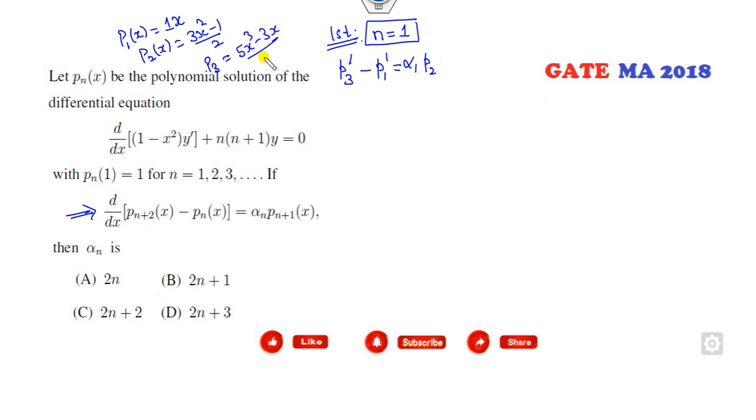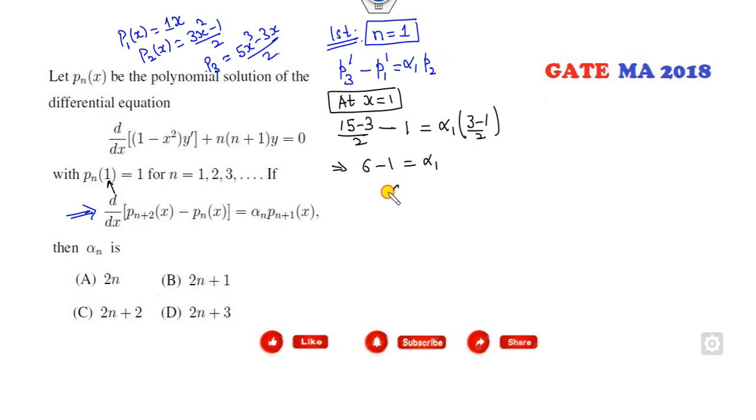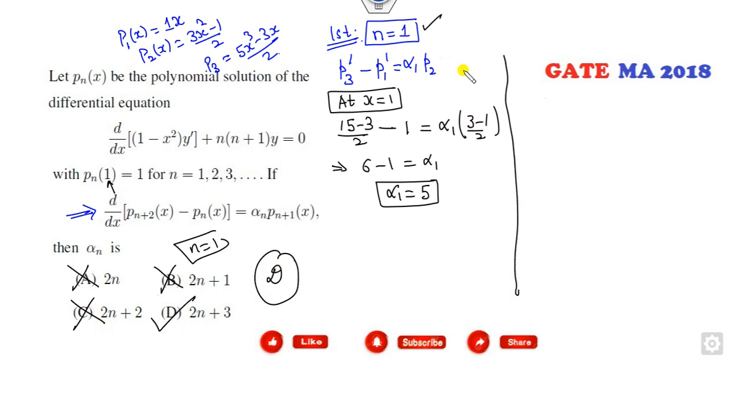As I told you, you should always remember the first two values. Now you can check the values at x is equal to 1, or any value, because the initial value is given at 1. So what is the derivative of this? It's (15 minus 3) over 2. What is P1 dash? It's 1. Alpha 1 times P2, what is the value of P2 at x is equal to 1? (3 minus 1) over 2. So what is that? It says 6 minus 1 is alpha 1, so alpha 1 will be 5. Now look at the options. When n is equal to 1, because I considered n is 1, this is not 5, this is not 5, this is not 5, this is 5. So the right answer is D.